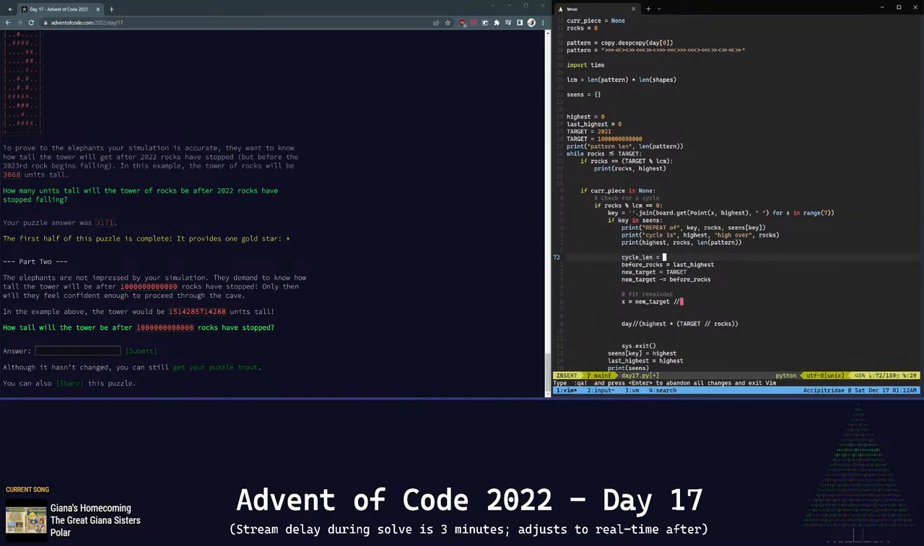So cycle length is going to equal highest minus last highest. We're going to increment by that many rocks. It will be the number of rocks that came before plus the cycle length. So that's the highest. I think we also have to keep track of last rocks, the number of rocks between the cycles, right?